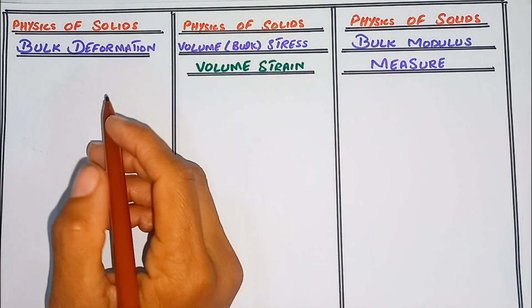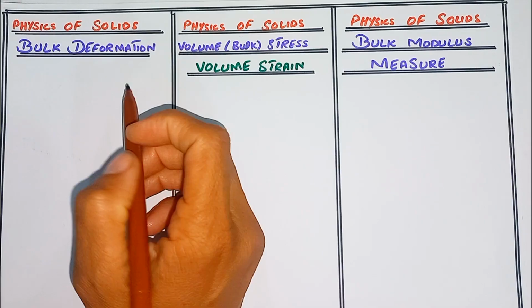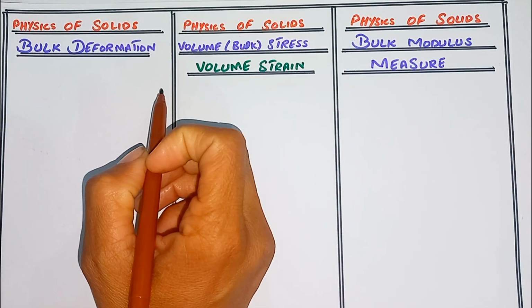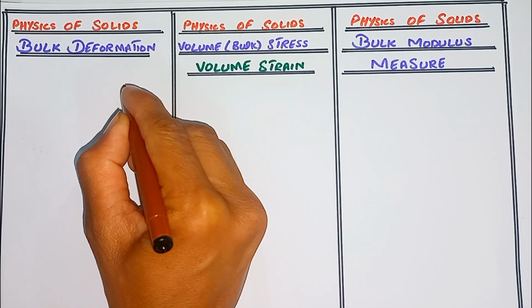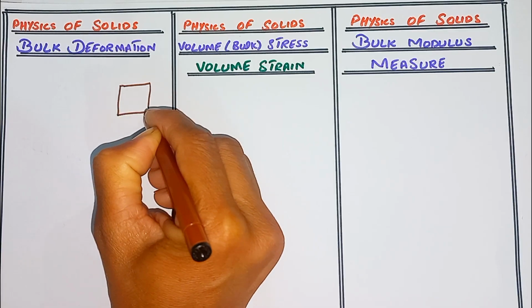Today we discuss the topic of bulk deformation, which is related to the chapter physics of solids. What is bulk deformation? Bulk deformation is when a force is applied uniformly on all surfaces of a body. This force changes the volume, but the shape remains the same. That is called bulk deformation.